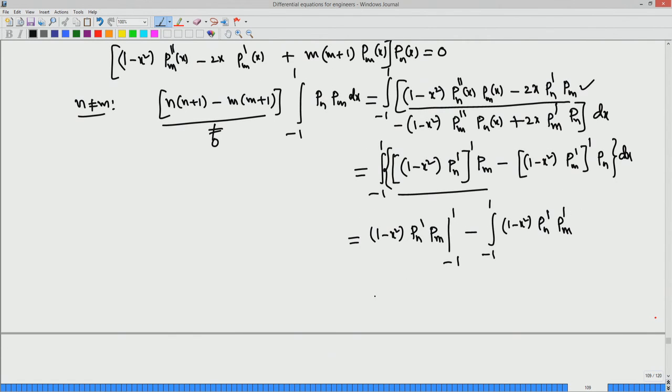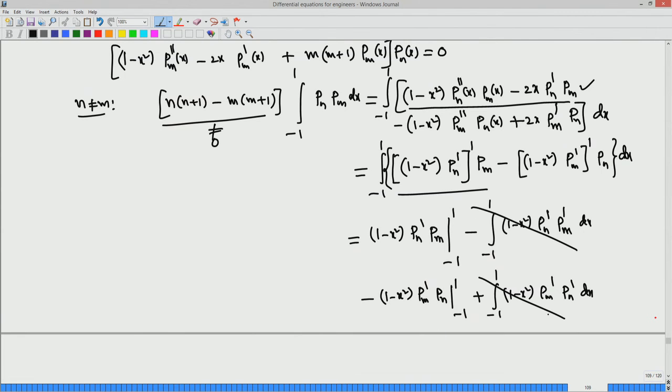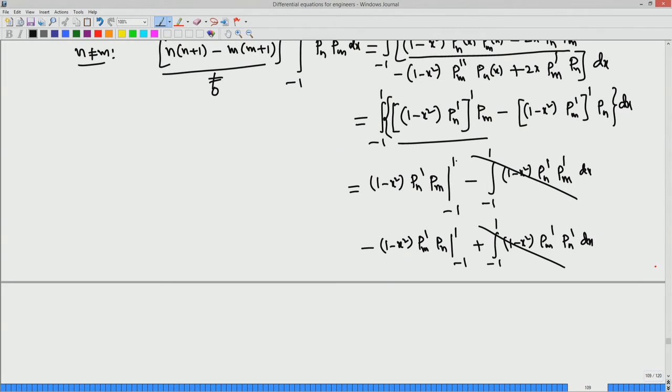And you do the same with the other term. So, minus 1 minus x square Pm dash Pn, this is from minus 1 to 1, and the minus minus plus you get integral minus 1 to 1, 1 minus x square Pm dash and Pn dash. You see that these are the same integrals with plus or minus, they get cancelled, and this is what is remaining. So, when you put x equal to plus or minus 1, this term will be 0 and this term also will be 0. So, together it becomes 0. This is what happens when n is not equal to m.